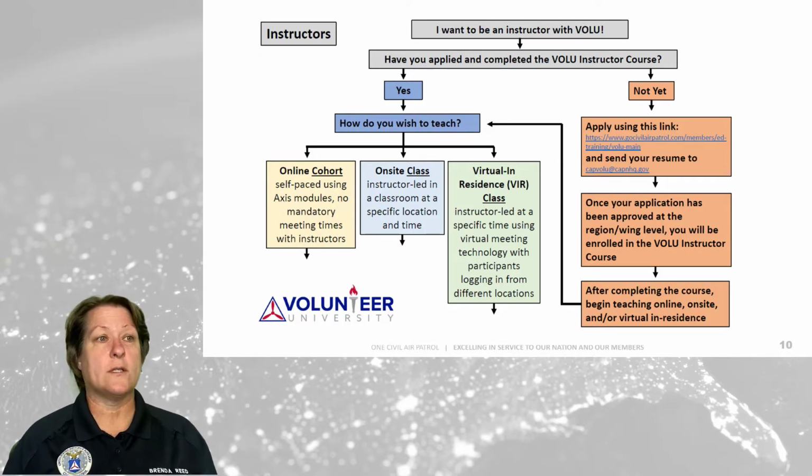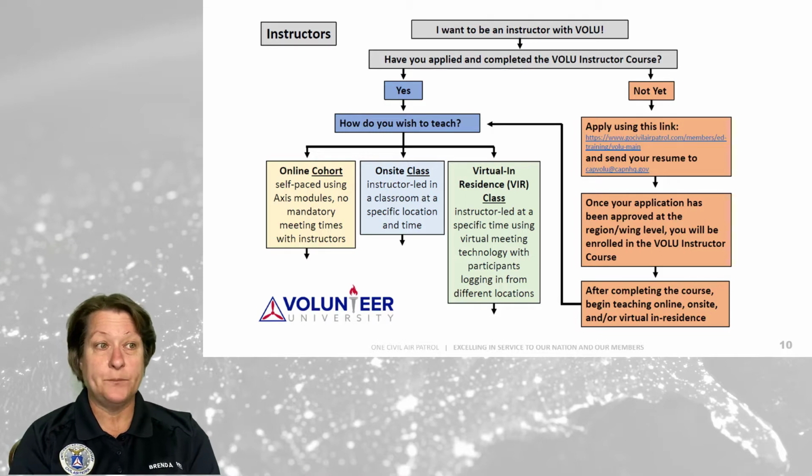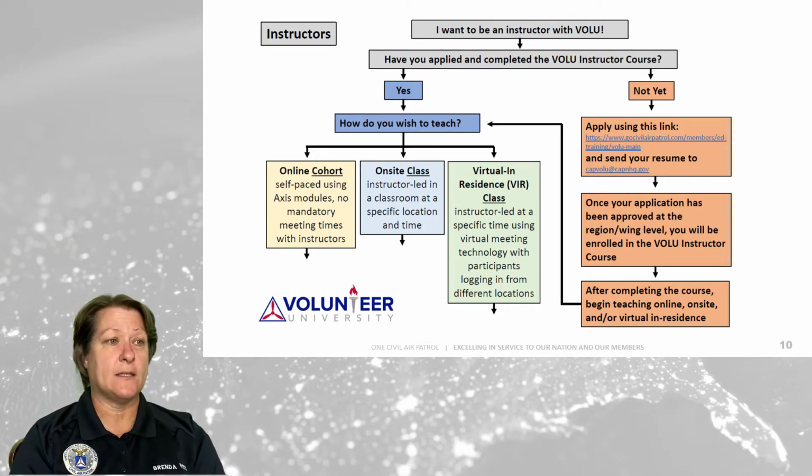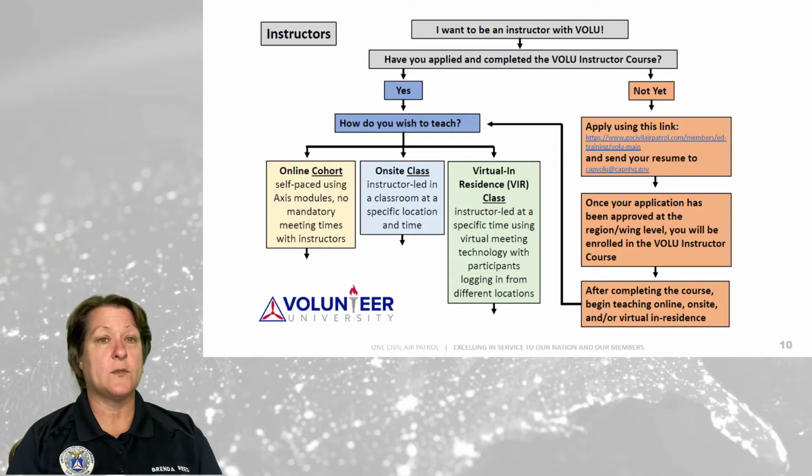So now you've taken the course, how do you want to teach? Well, based on what I've just described, how do you want to do it? Online is through a cohort system. It's self-paced using Access modules. There are no mandatory meeting times with instructors. Or you could do an on-site class that's instructor-led in a classroom at a specific location and time. Or you could do the virtual in residence instruction. That's a class. It's instructor-led at a specific time using virtual meeting technology, and the participants are actually logging in at the same time, but they're from different locations geographically.